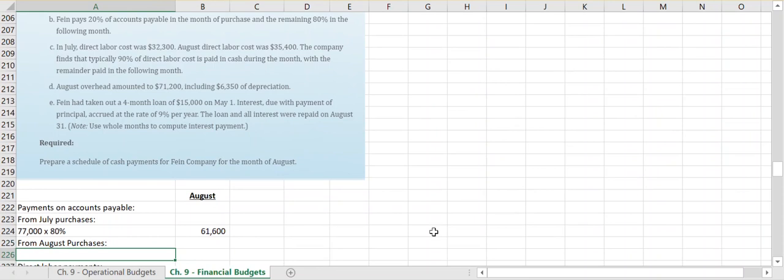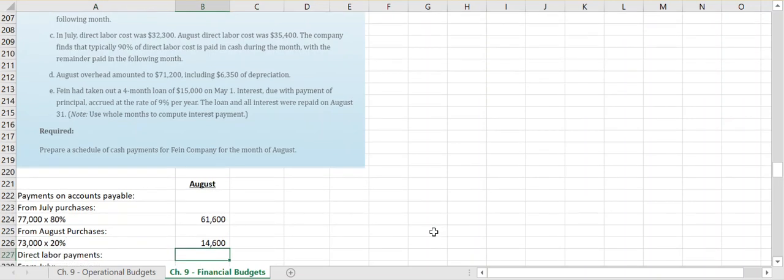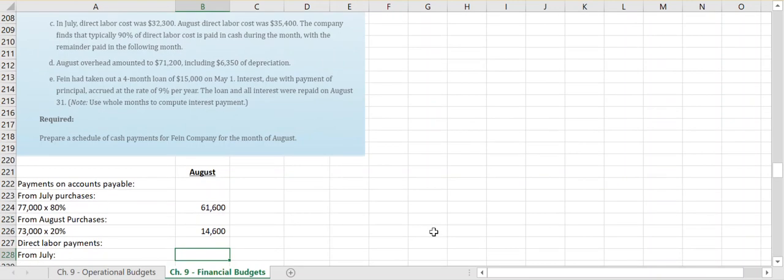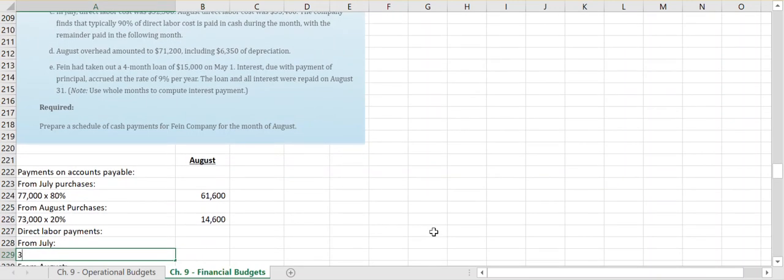For August, we plan to buy $73,000 on account for direct materials, and we pay 20% of that balance in that month. So we'd have to pay $14,600 in total. For direct labor, we don't pay our direct labor employees the same amount each month, so we have to break this component out. So they said in July, $32,300 they had in direct labor cost. They would have paid 90% of that $32,300 in the month of July, which means they have to pay the remaining 10% 1 month later, which would be August.